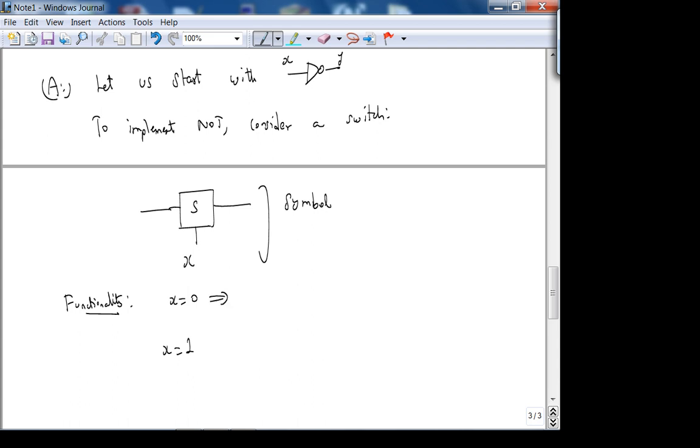Okay, but what do you think the switch does? We're going to use this switch to build a NOT gate. Switches off and switches on. So if X equals 0, the switch is off, physically what happens? Circuit opens, correct? So in other words, I'm going to draw this. This is what happens to the switch. So this is a switch, and we'll use it to build a NOT gate. X equals 1, it's closed. Two states of a switch.